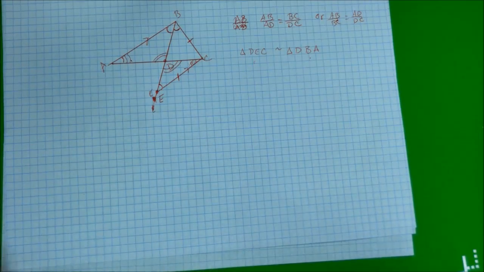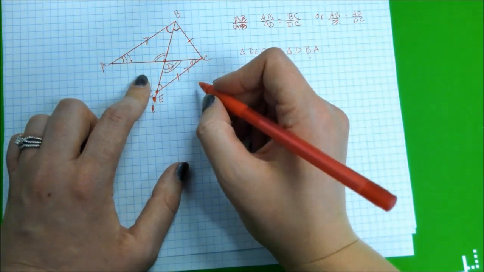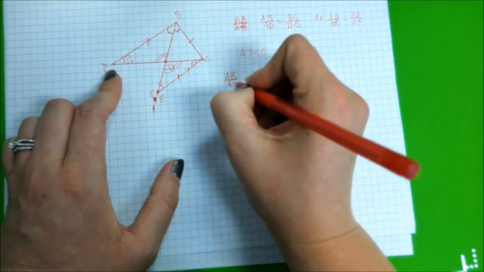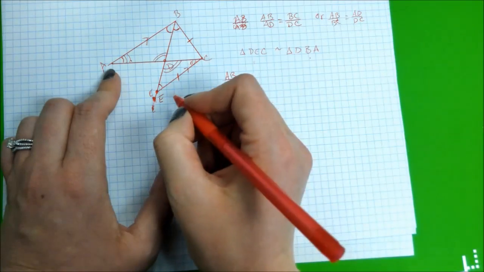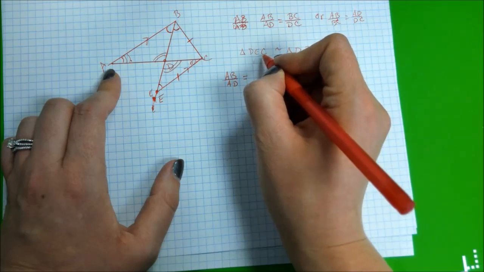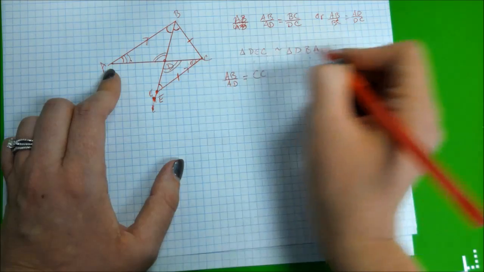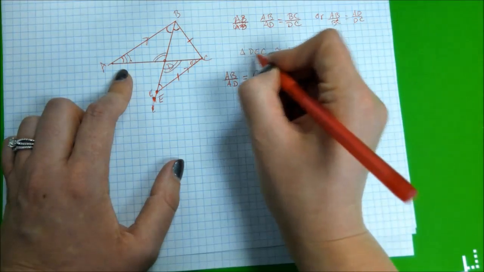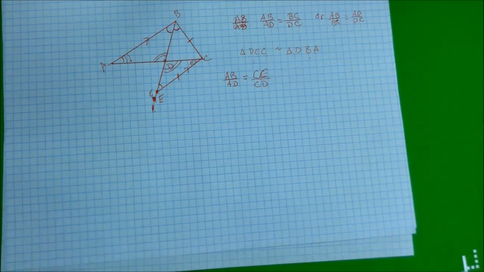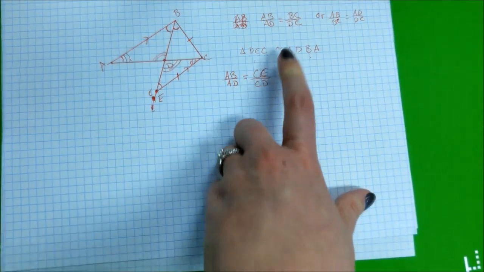Pretty cool. So what I can say is that AB compared to AD should be in the same proportion, AB to AD, should be in the same proportion as CE to CD. Because I just proved to you that those two triangles are similar. So I can make a similarity statement. I can make a proportion showing that the sides are proportional. I'm actually really close from going from here to here.